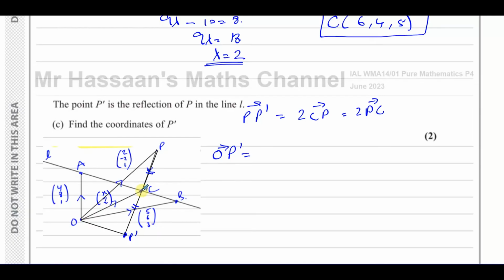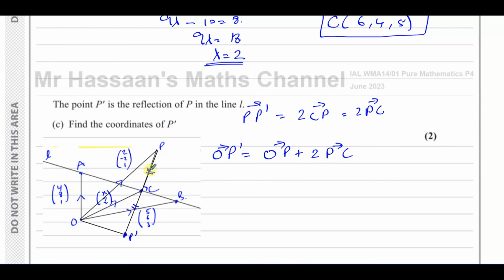And then we can just do C to P dash. Either of them are fine. We know O to C already, we worked that out in the question. Maybe O to P would be better to use because it was given to us in the question. So it's probably better to use O to P, because we had to calculate O to C. So we can say from O to P plus 2 times P to C.